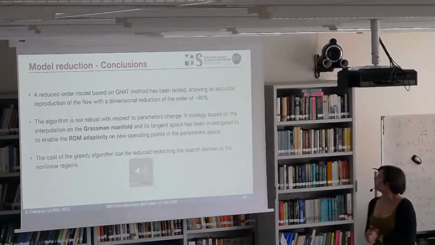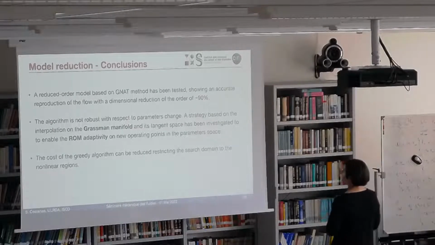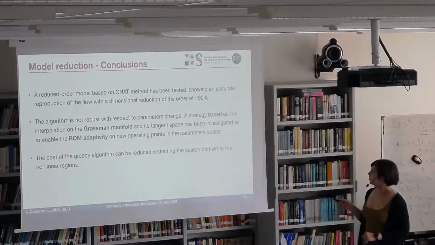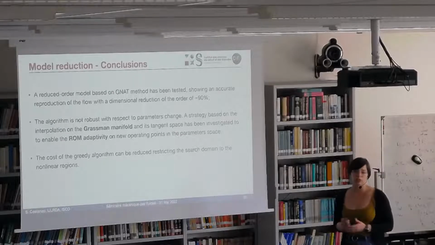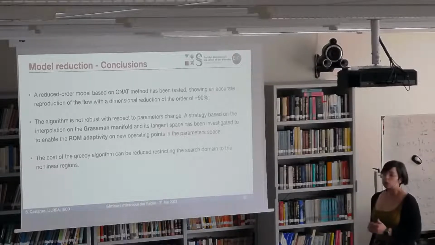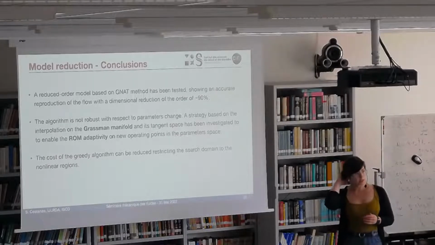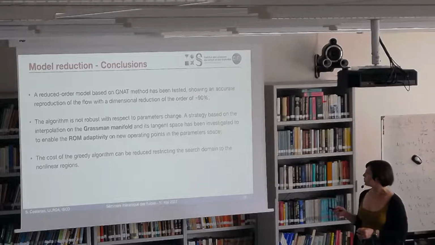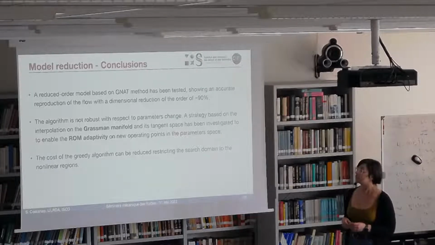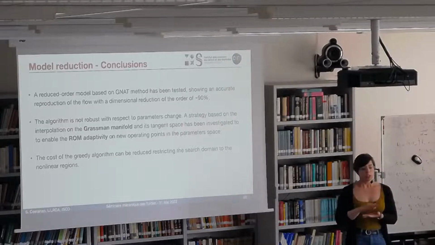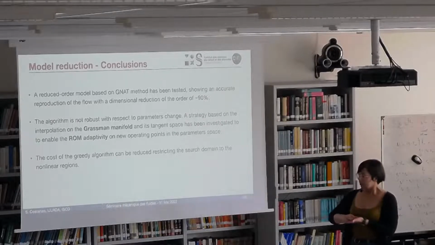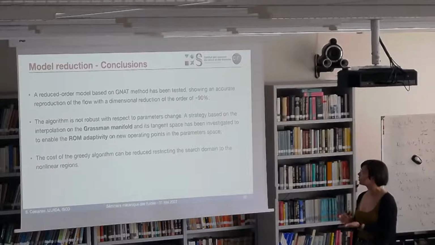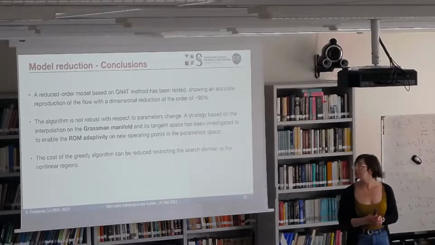So I talked about model reduction mainly to justify what's coming next. Here we use the GNAT method, and we had a dimensional reduction of over 90%. This is of course a very simple flow. I didn't talk about this here, but of course the reduced order model is not adaptive to parameter changes. So what we've also done is introduce interpolation on the Grassmann manifold and its tangent space in order to have a reduced order model that can adapt when we change the parameters in the design space, so eventually to apply that to optimization problems.